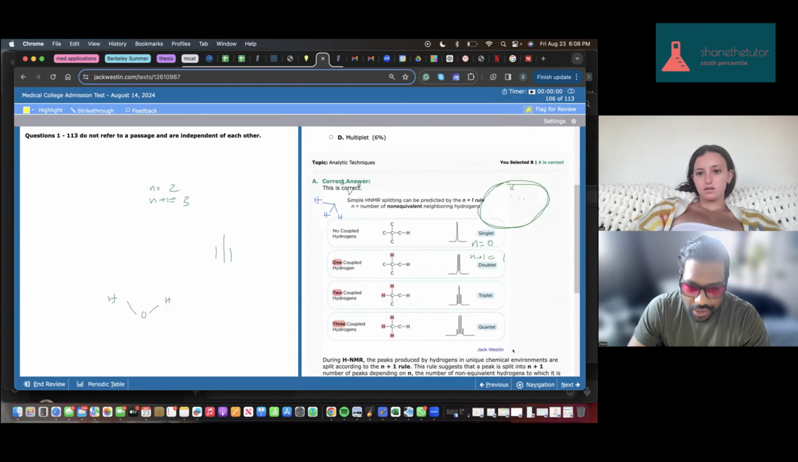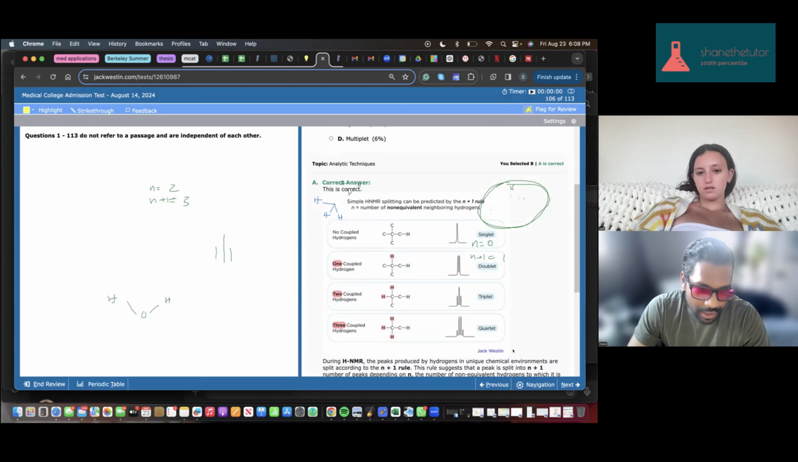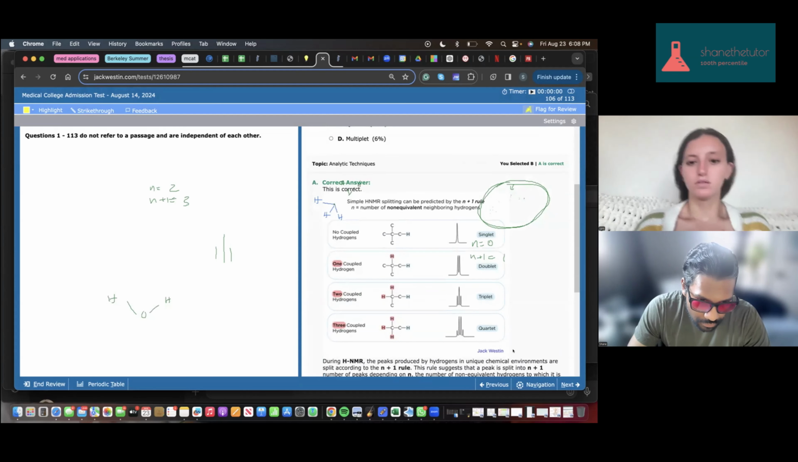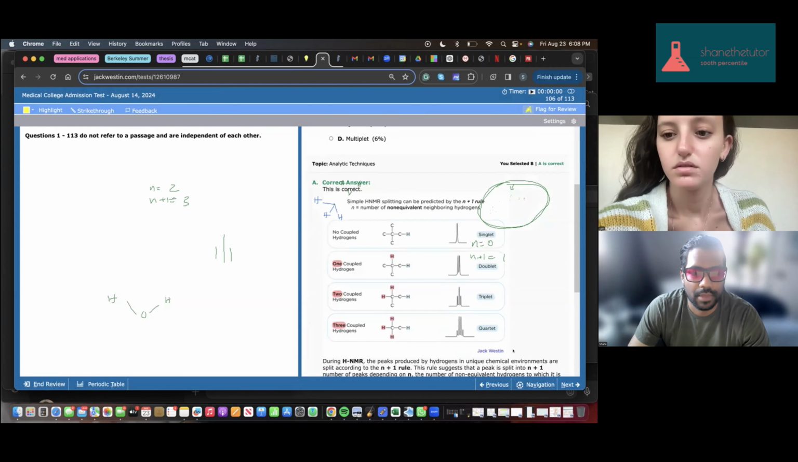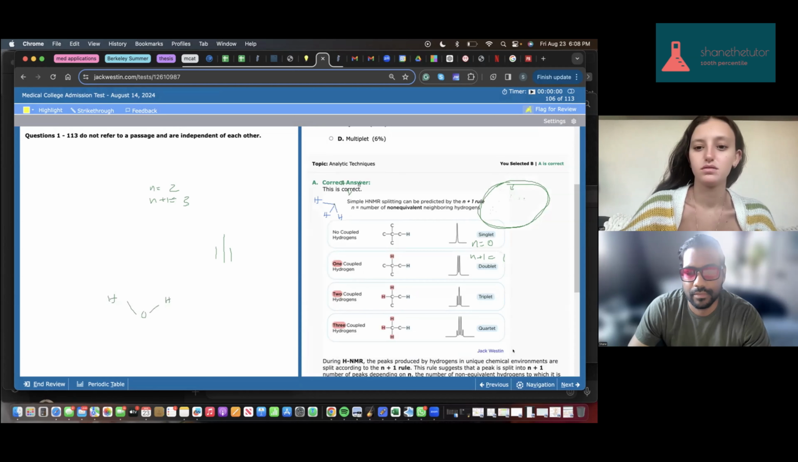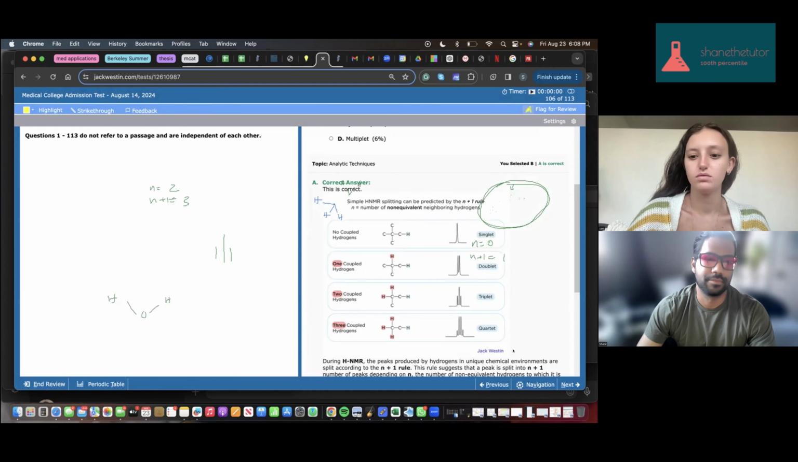And then here, I guess, are certain examples, like the ones that they're giving. That makes sense. Cool.